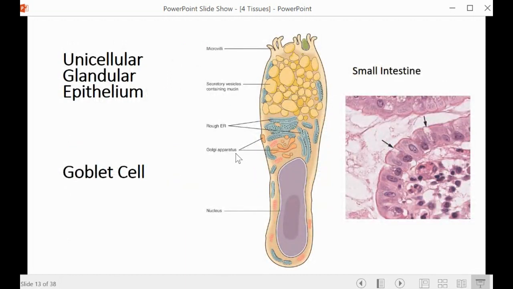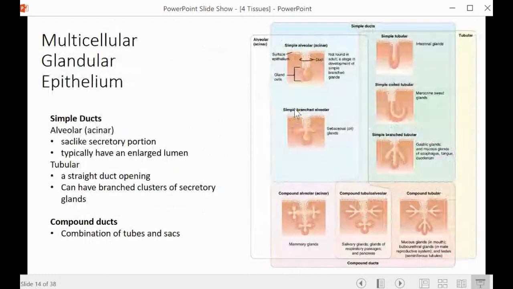So this is one of those unicellular glandular epithelial cells. These are called goblet cells. These goblet cells contain globs of mucin. Okay, mucin for mucus. And its job is to release that mucus.